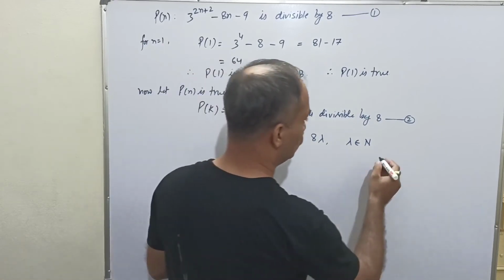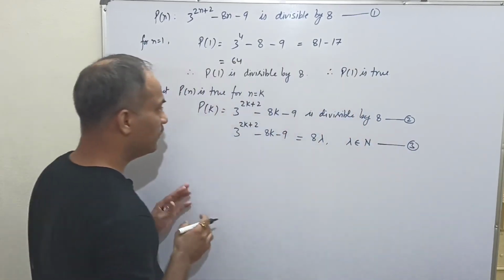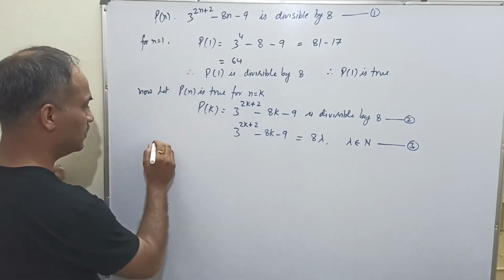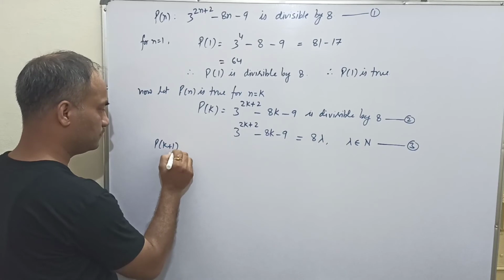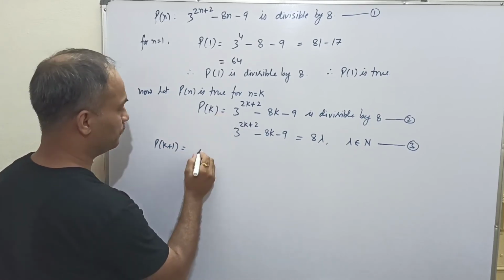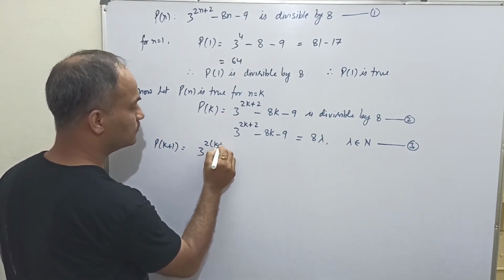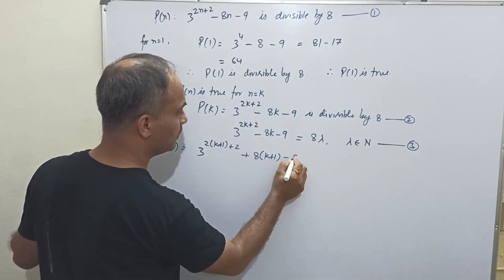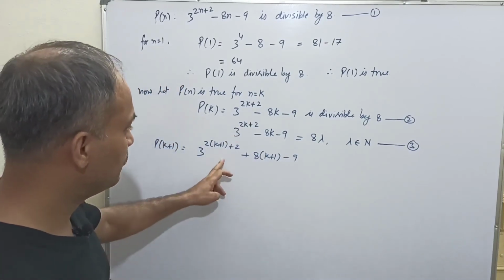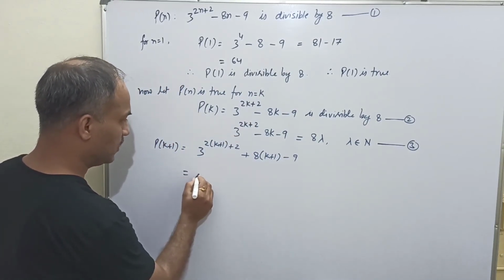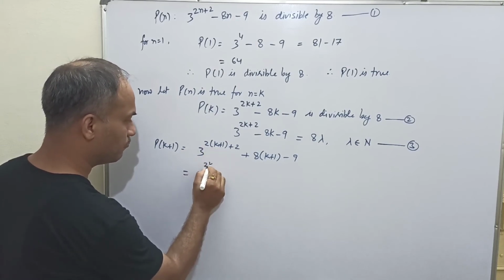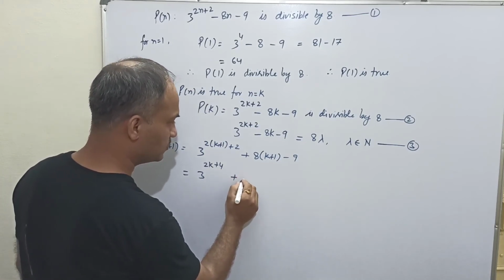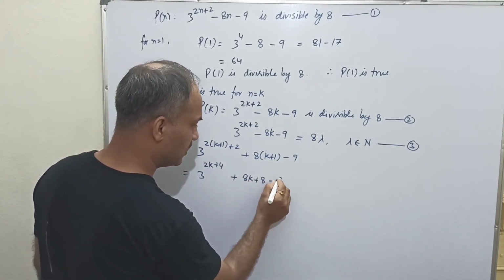Now this thing is known to us. Now what we have to prove? We have to prove that Pk plus 1 is also divisible by 8. So let us find Pk plus 1. We will put n is equal to k plus 1. So 3 to the power 2 into k plus 1 plus 2 plus 8 times k plus 1 minus 9. Now let us simplify. This becomes 3 to the power 2k plus 2 and plus 2, it means plus 4. And here it becomes 8k plus 8 and minus 9.